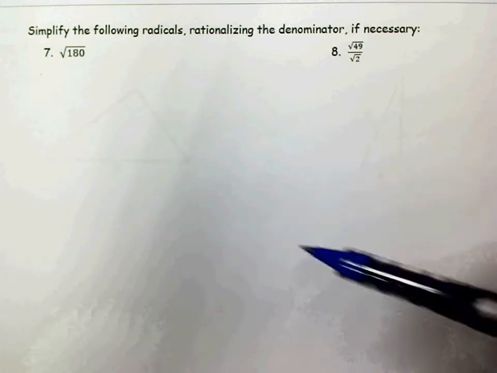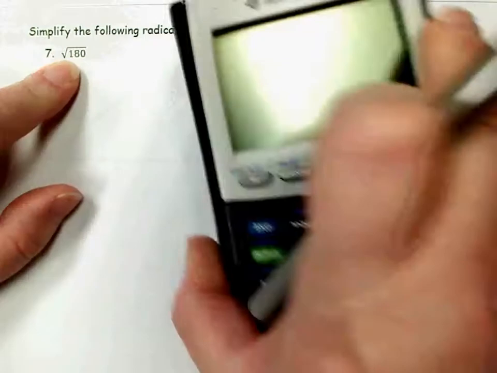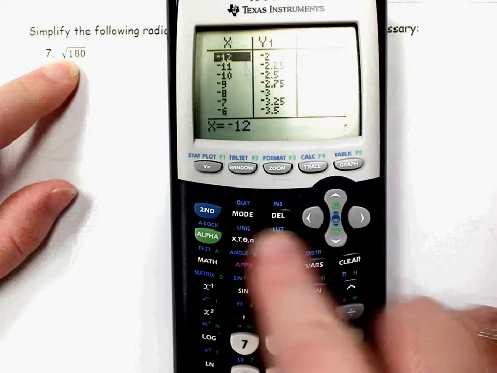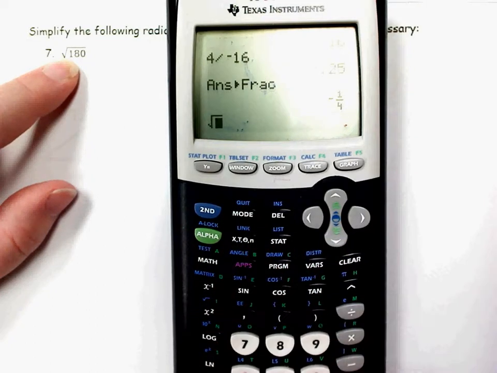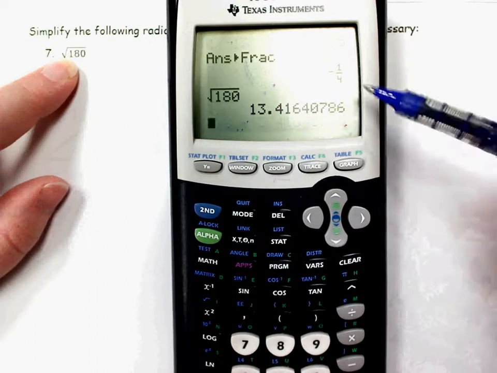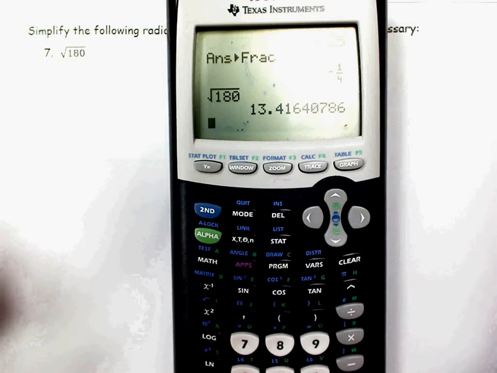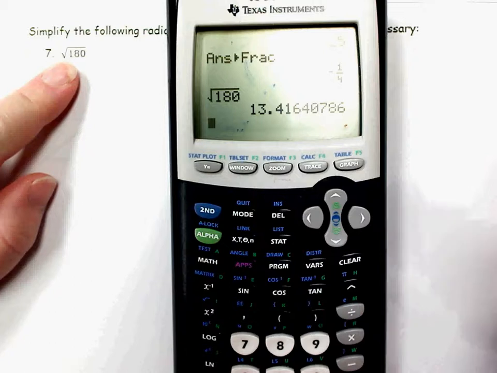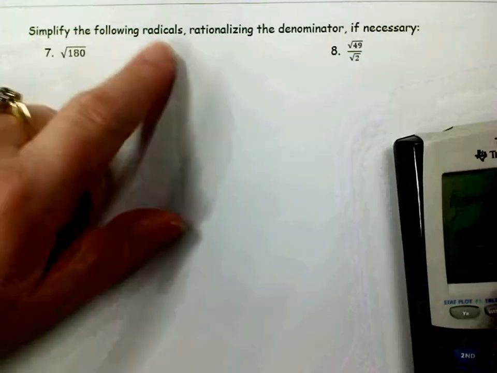So on number 7, I will still have students that will do this, bless their hearts: you are not just putting the square root of 180 in your calculator and giving me that decimal answer. That is not what we're asking you to do. I do not want to know what that equals approximately. I'm wanting you to simplify the radical.